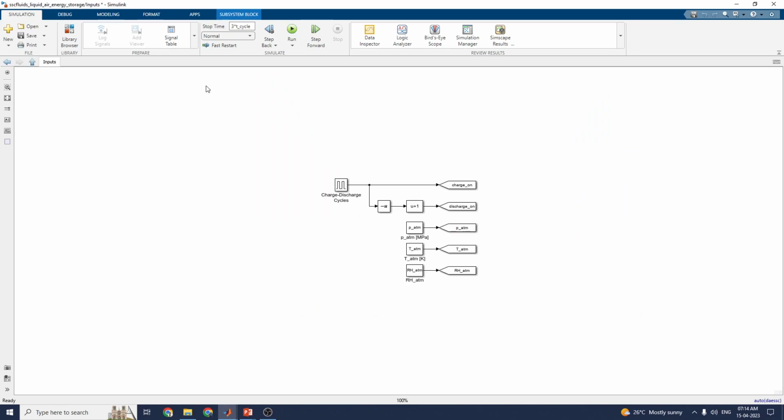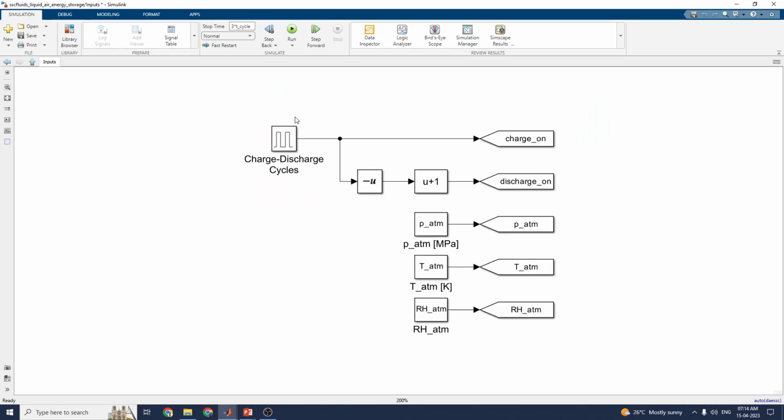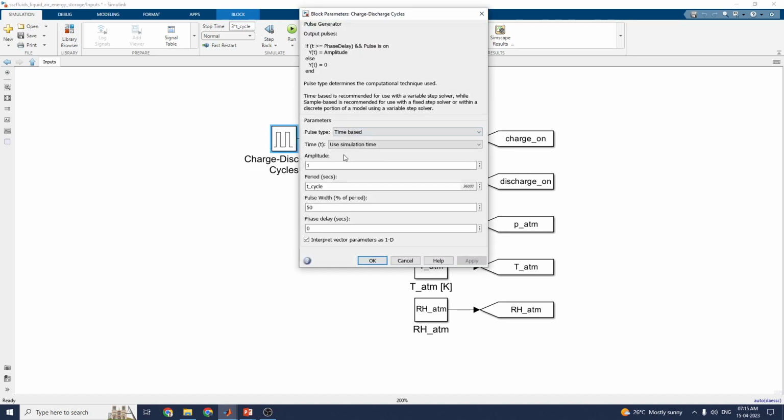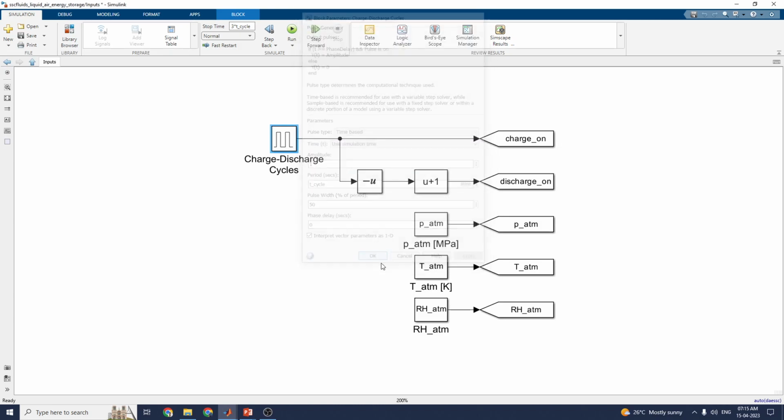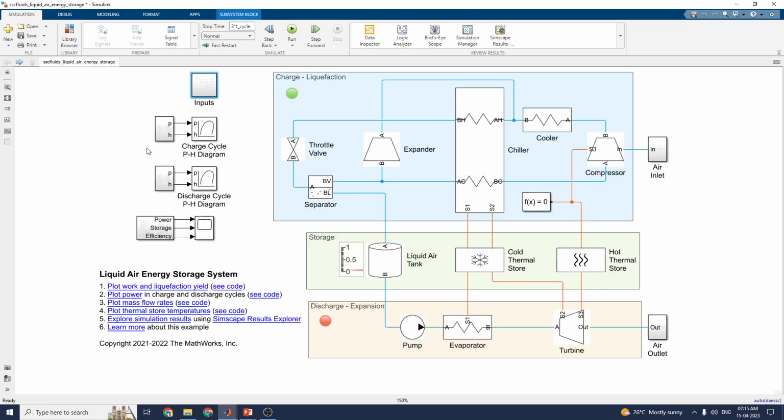Then the inputs you are going to give are the charge and discharge cycles in the form of a signal builder. You can give the values. Otherwise, you can see the pulse type, time based, amplitude, period, all the things you can give here. These are charge and discharge, and pressure, thermal heat and all. The next one is the diagram, charge cycle pH diagram and discharge cycle pH diagram. This scope shows power storage efficiency.